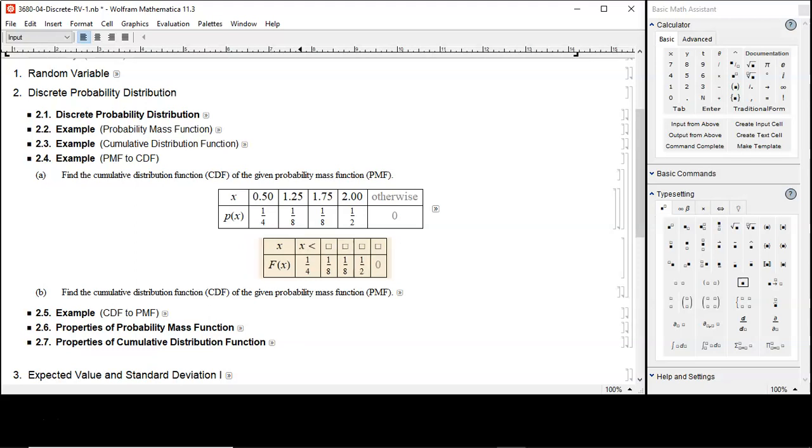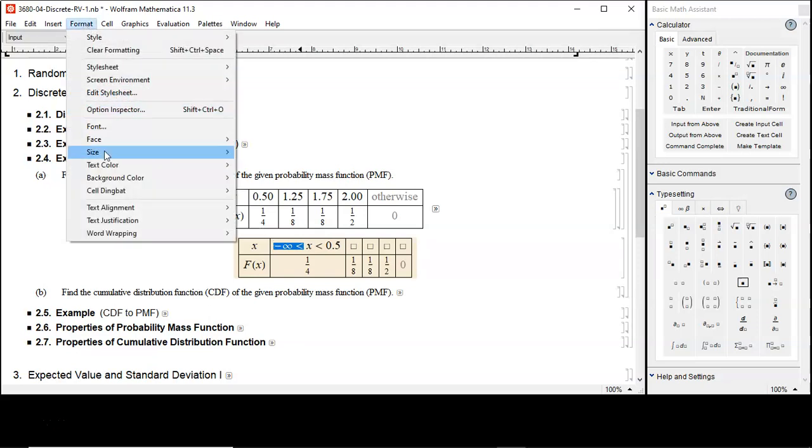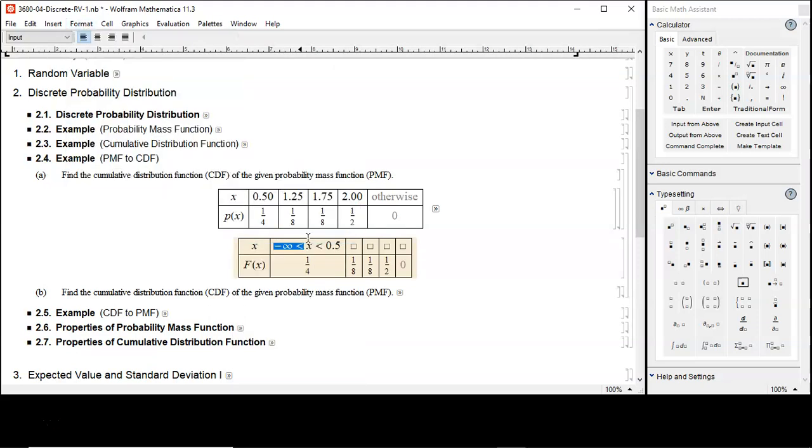X is less than 0.5. Of course, anything is greater than negative infinity, but this part is not really required. Everything is greater than negative infinity, so even if you skip that, that's fine. I decided to put it.